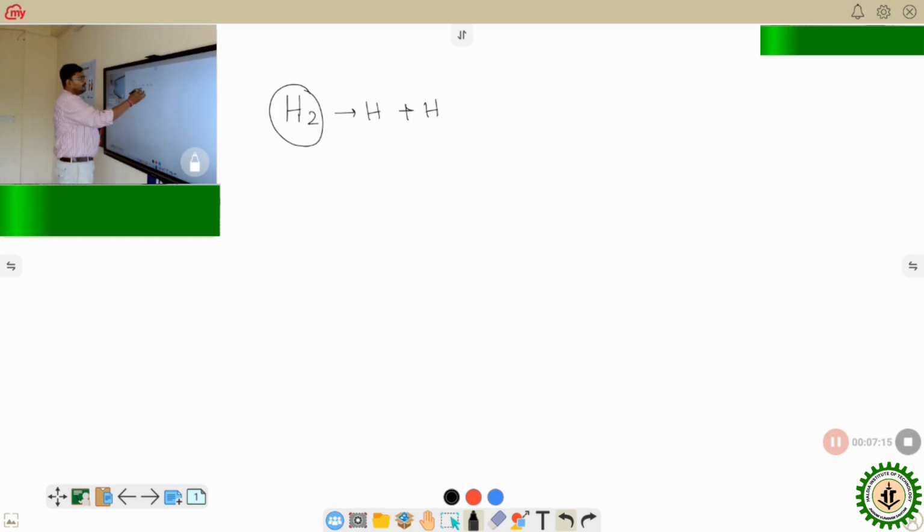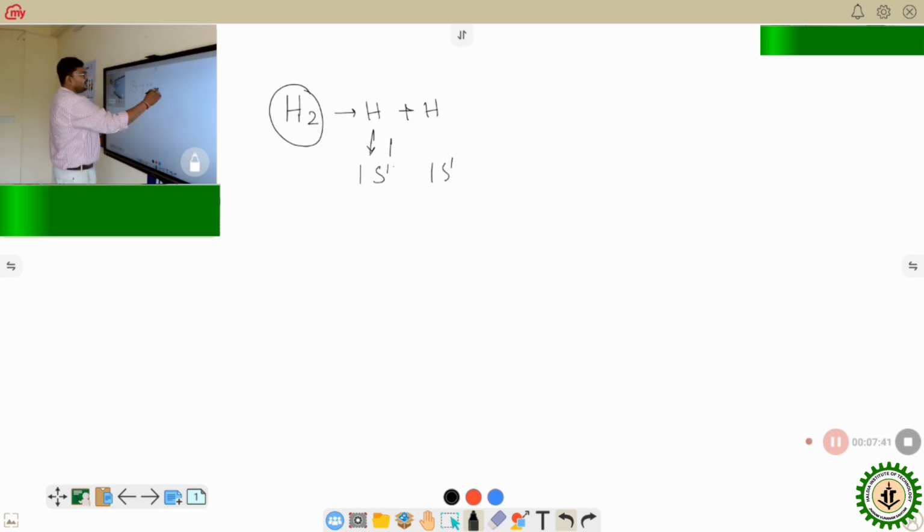And then we need to know the electronic configuration of the individual atoms. For hydrogen, we know this is 1s1, only one s electron is there. So the 1s electrons of the two individual atoms will combine and form the molecular orbitals of the hydrogen molecule.